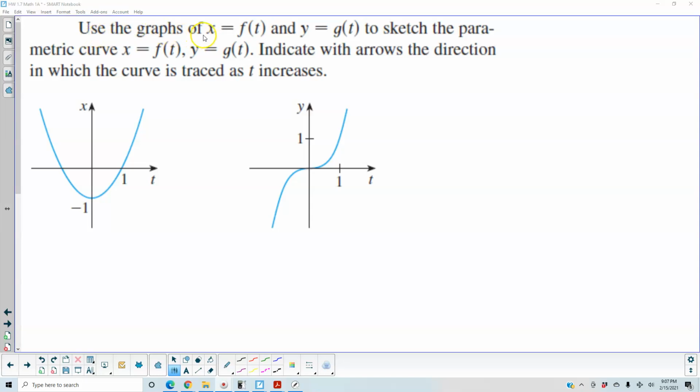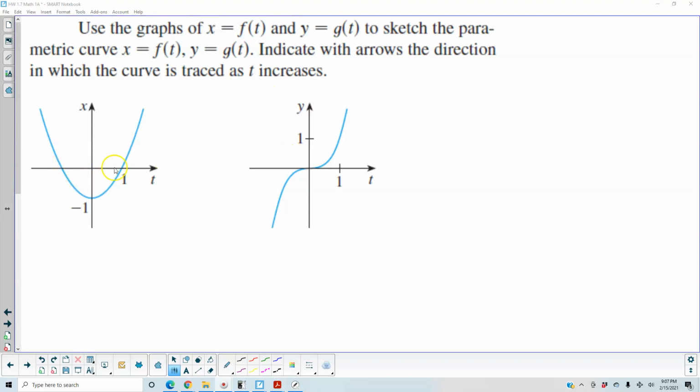Here we want to use the graphs of x is equal to f of t and y is equal to g of t to sketch the parametric curve x is equal to f of t, y is equal to g of t. And then we're going to indicate the arrows, the direction in which the curve is traced as t increases.